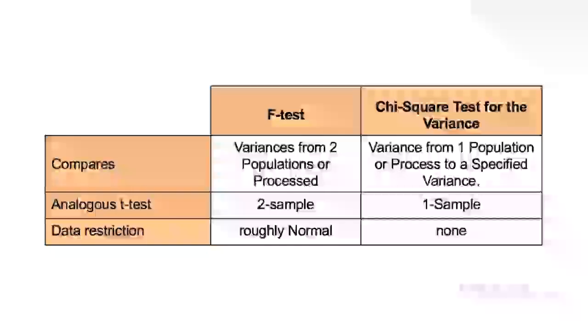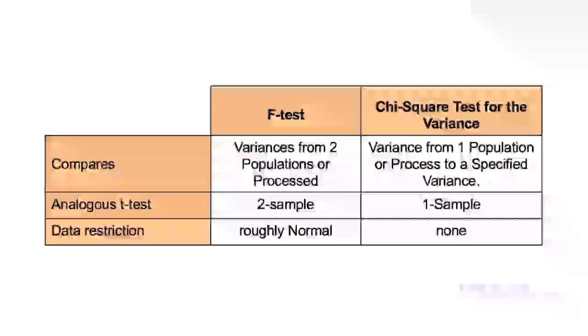Two populations, as in the example I already gave you, one coming from India and another from the US. So two different populations, and both are categorical variables. At that time you come up with this F test. But if you want to test the variance of one population or process against a specific variance, within one population, then you have to use the chi-square. It is similar to the two-sample t test for the F test, and similar to the one-sample t test for the chi-square.